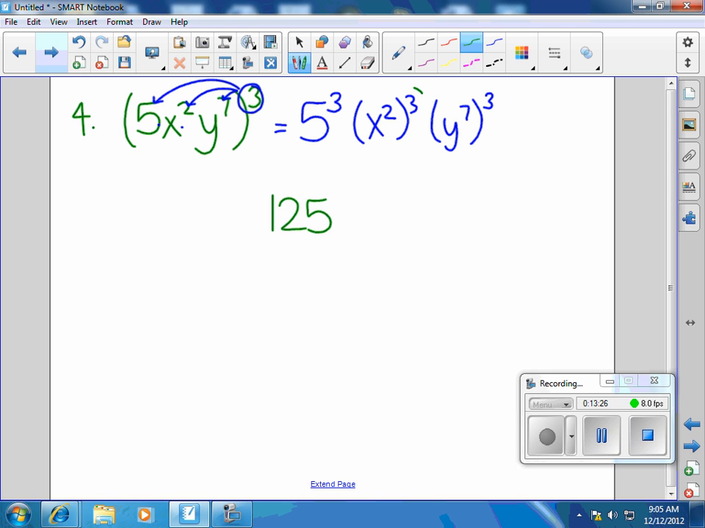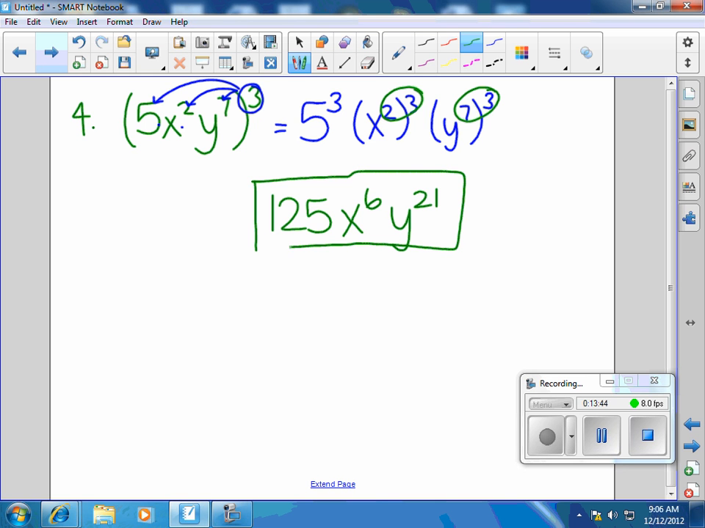And then we have x squared to the 3rd power. That means total we have 6 x's. And then we have y to the 7th cubed. So I have 3 groups of y to the 7th power, and that gives me 21 y's. And that's it. We can't simplify, we can't combine anything because the bases are not the same, so we're done. And that is the end of our multiplication rules.